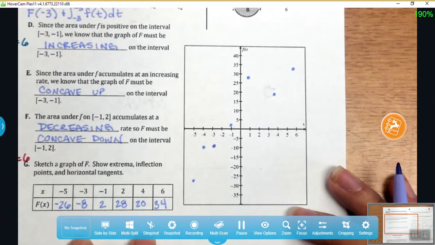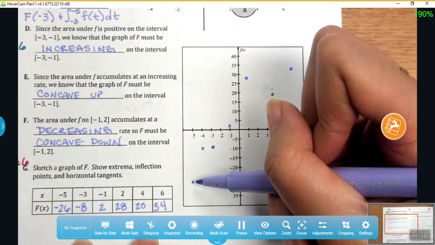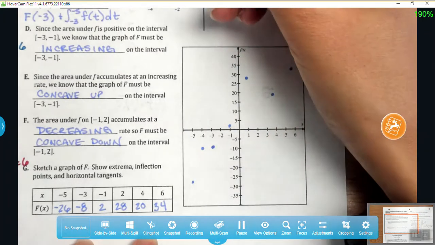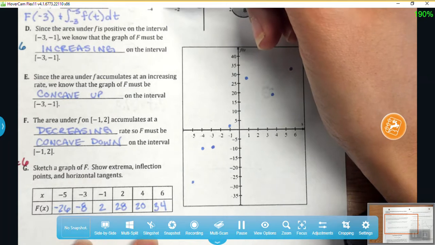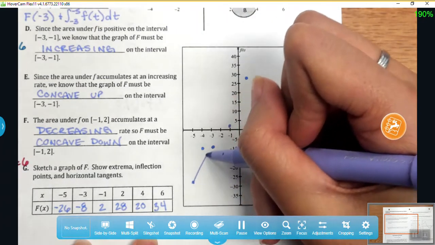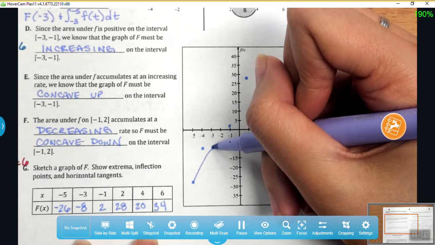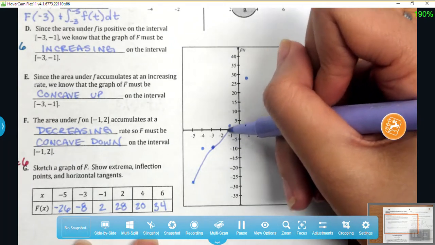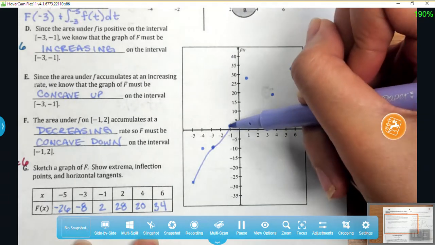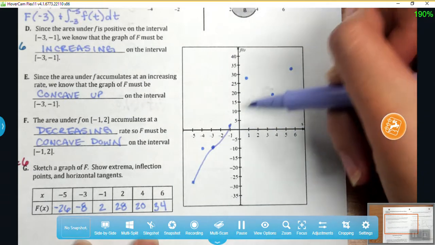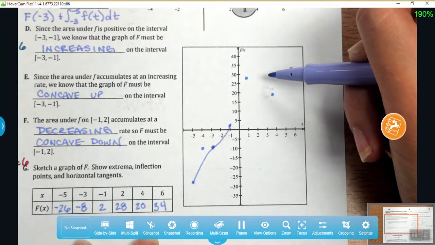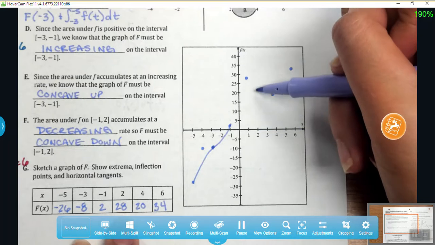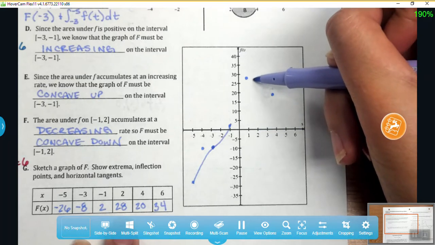Is this okay? Yeah. Okay. So we are concave down, then concave up, and then concave down until 2. How come I didn't plot 2? Oh no. Not again.